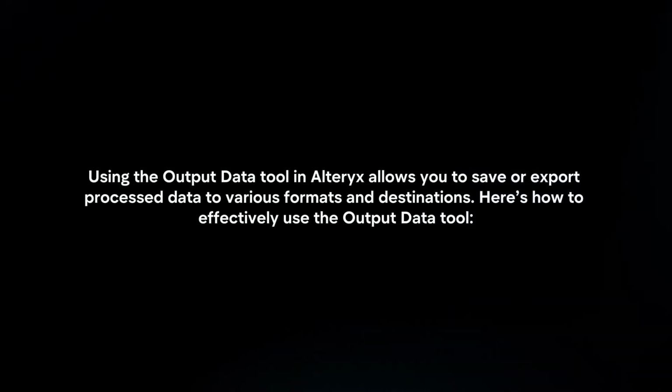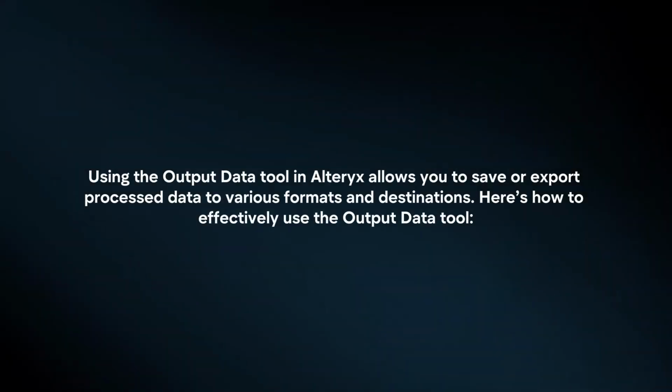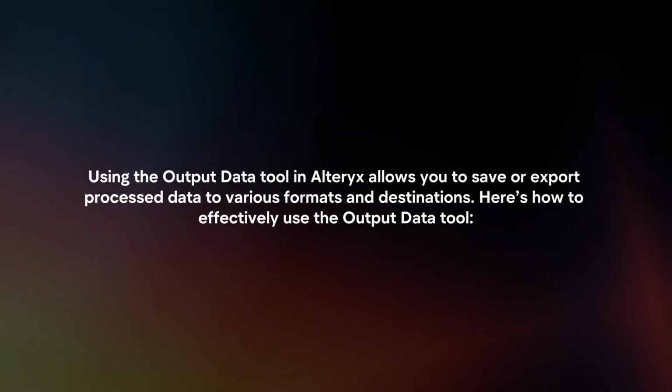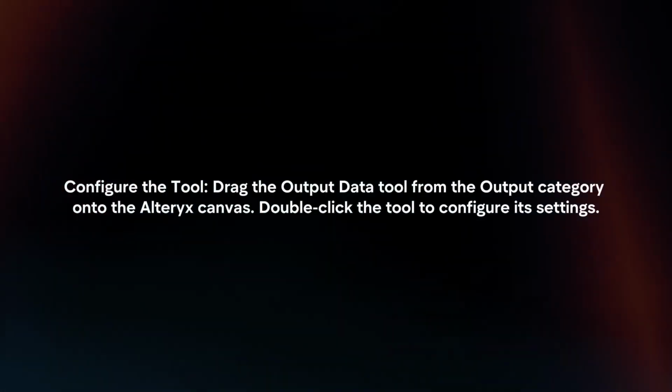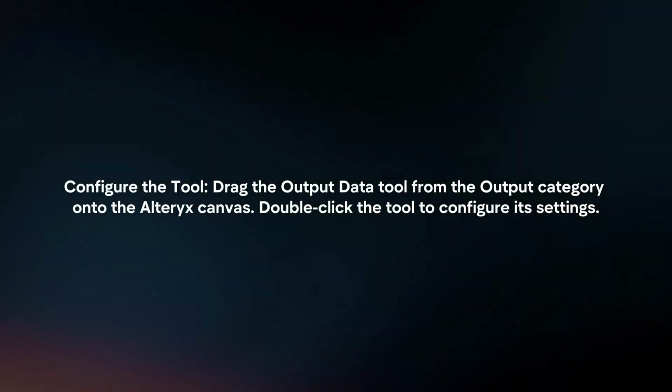Using the Output Data tool in Alteryx allows you to save or export processed data to various formats and destinations. Here's how to effectively use the Output Data tool. Configure the tool. Drag the Output Data tool from the Output category onto the Alteryx canvas. Double-click the tool to configure its settings.